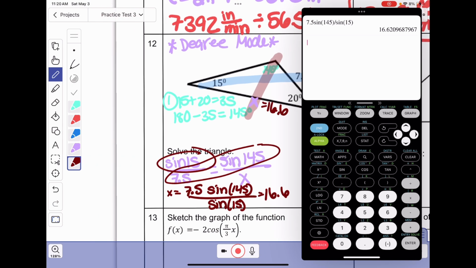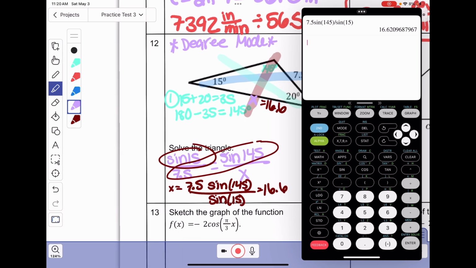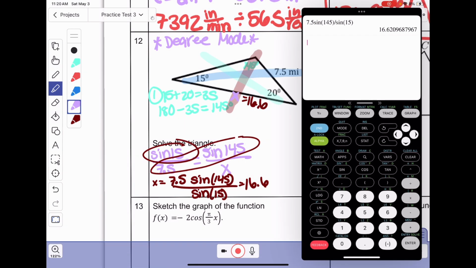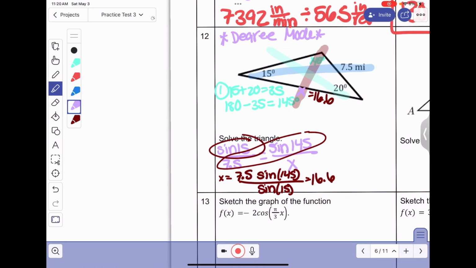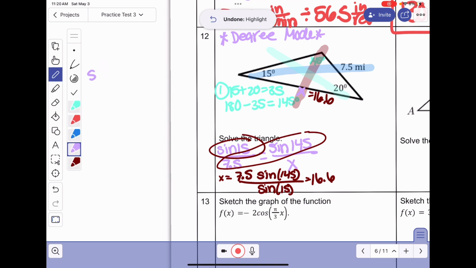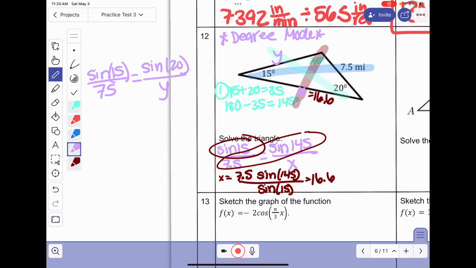So to do the other side, we're going to do the same thing. We're just going to use this pairing. So it's still going to be sine, calculator away, sine 15 over 7.5 equals sine of 20 over y, whatever that side is.